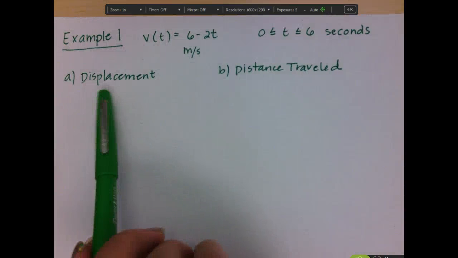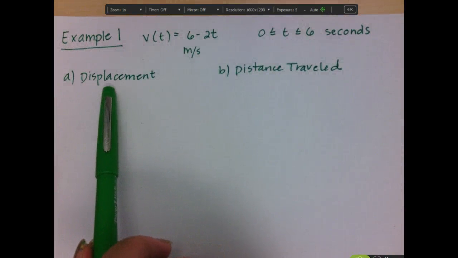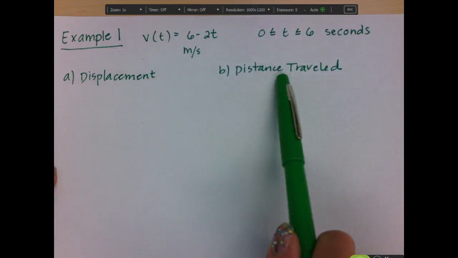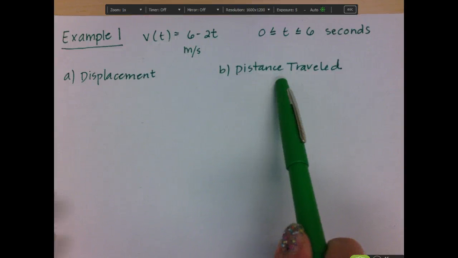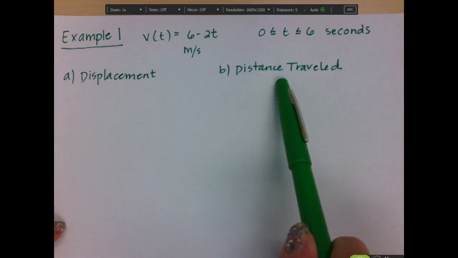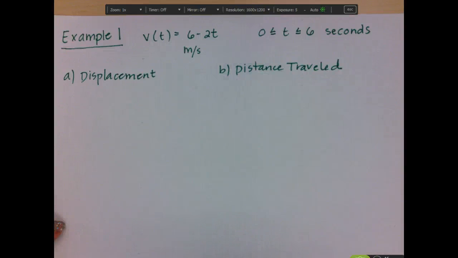Okay. So how far are we after 6 seconds from where we started? And then what was the total number of units, the total number of meters in this case, that we traveled over this 6-second interval? So the first thing that we'll want to do is graph.